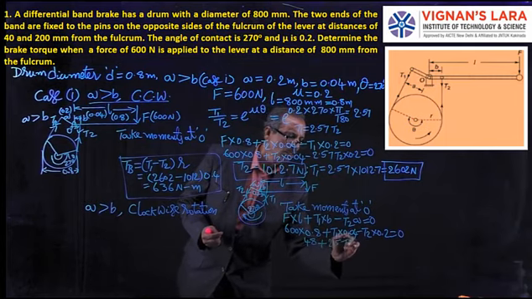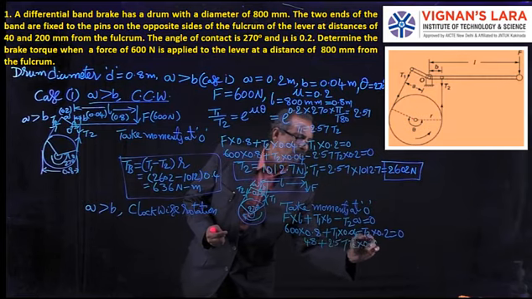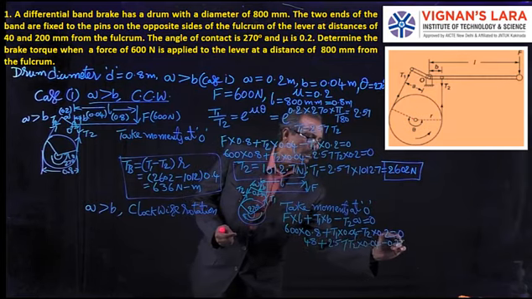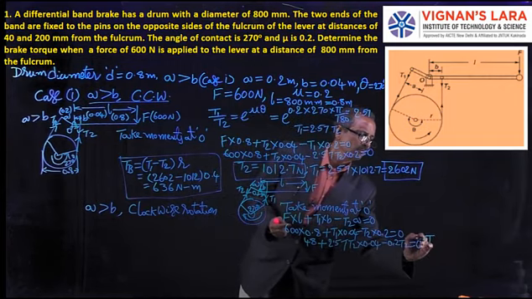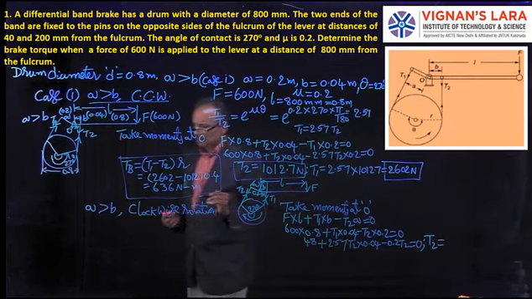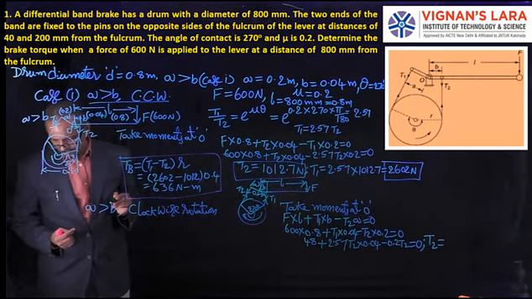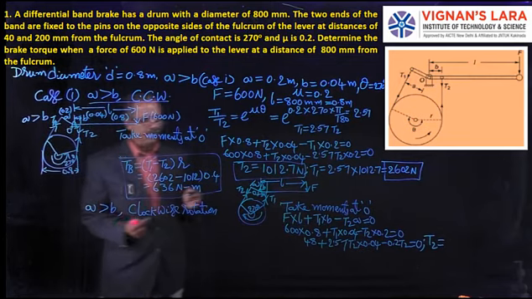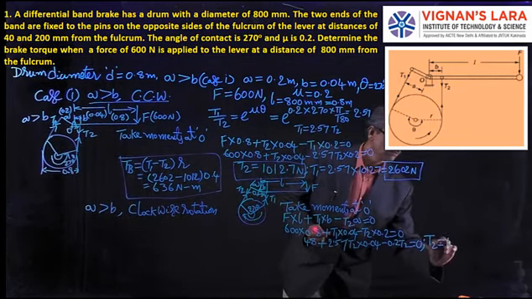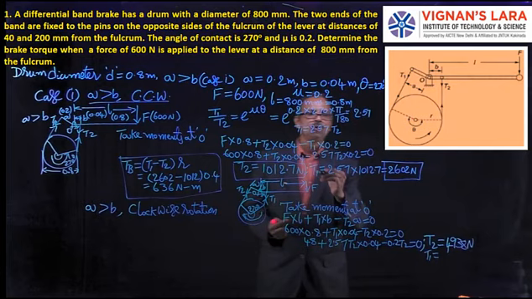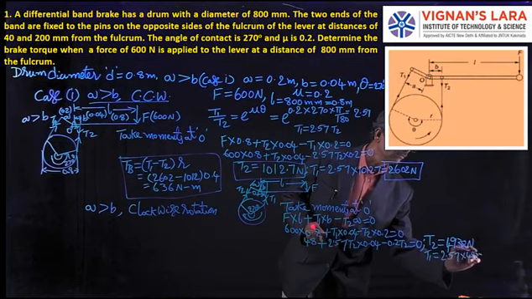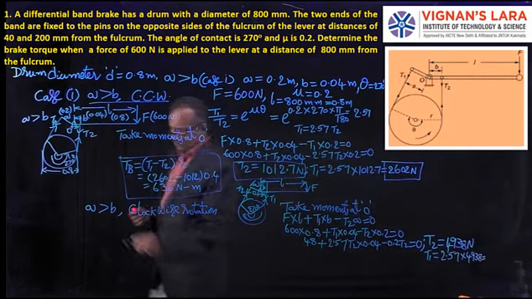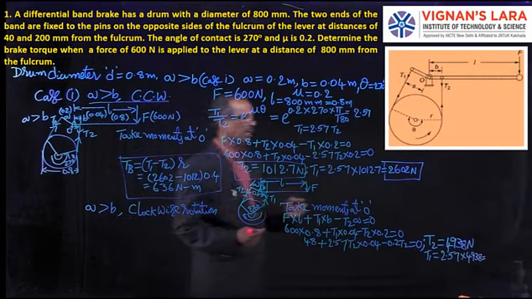Then 2.57 T2 into 0.04 minus T2 into 0.2 is 0. Then find the value of T2. By solving this equation, you get T2 is 4938 Newton. Then T1 is 2.57 times 4938, so that gives 12,691.